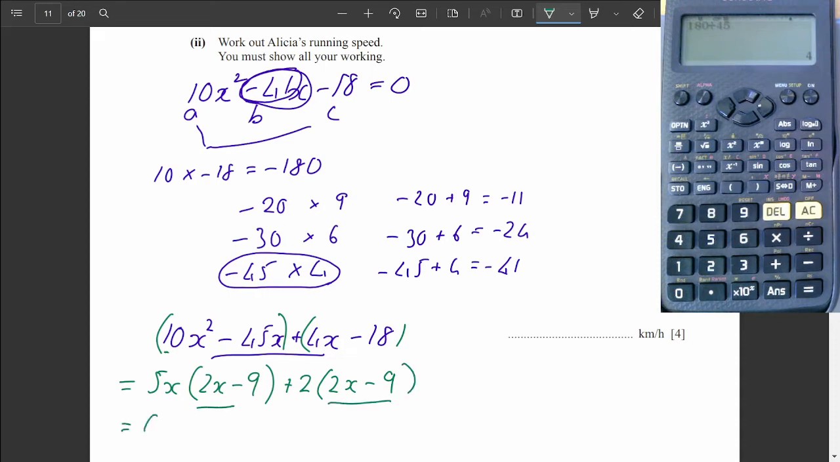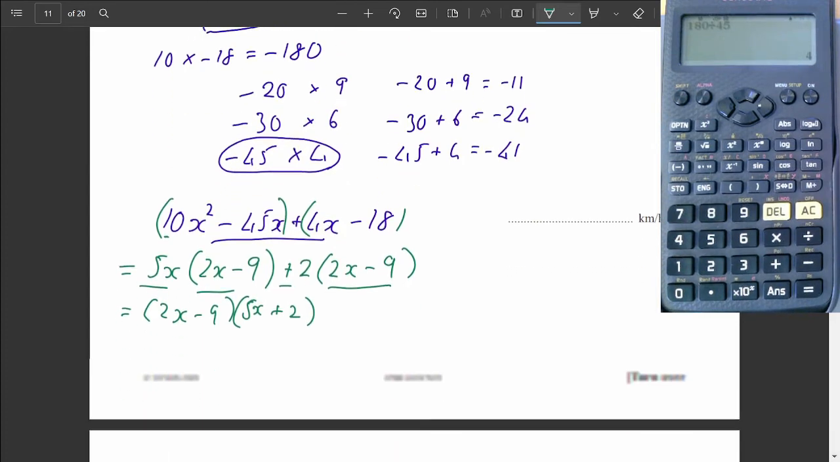We can factorize out the 2x minus 9 and put in the other bracket 5x plus 2. Don't forget the x. 5x plus 2. And you factorize it. Excellent. Now we just need to solve it. We put 2x minus 9 equal to 0. That means 2x equals 9.